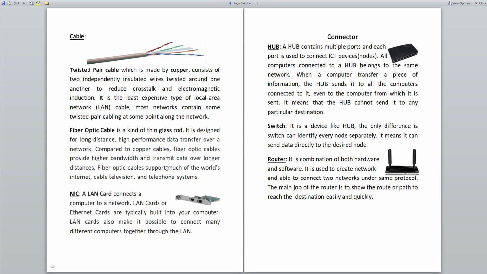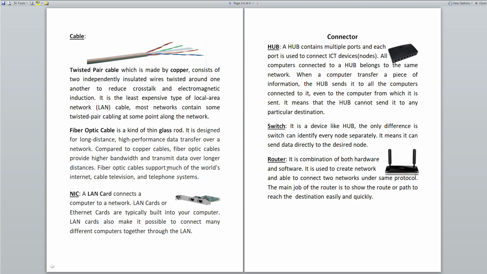Now the second one, which is the fiber optic cable, I'll read it out. Fiber optic cable is made of thin glass rod. What does it mean? The cable itself is made of glass or fiber. Now it's quite amazing. The first one that we have seen is made of copper, and the second one is made of glass. The design of these two is totally different.